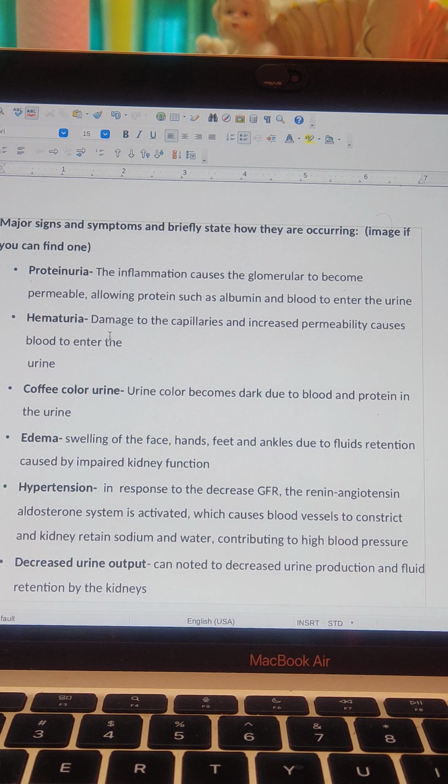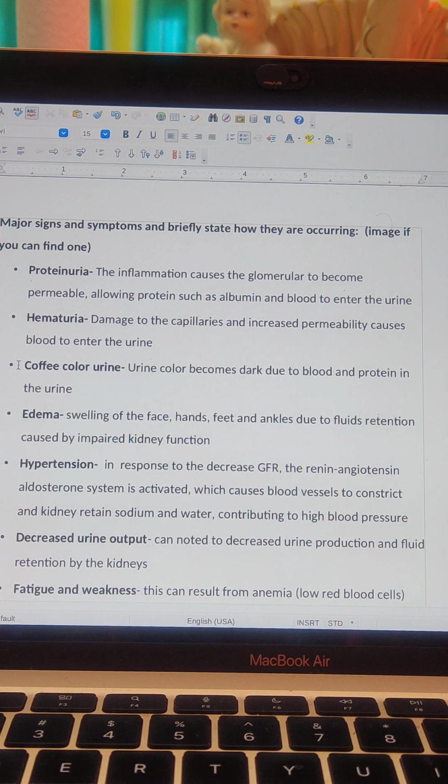Hematuria, which is blood inside the urine. This is due to damage to the capillaries of the glomeruli, and this causes increased permeability, which causes blood to enter the urine as well. So coffee-colored urine: with blood and protein in the urine, it will become coffee-colored. This is a sign of glomerulonephritis, or damage to the kidney.